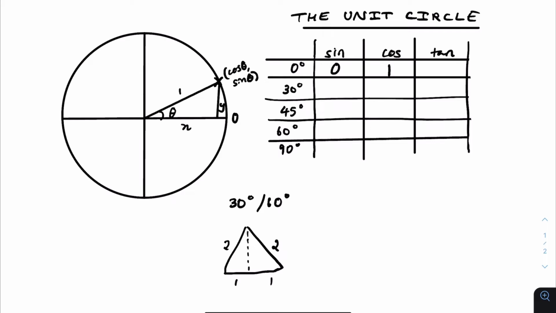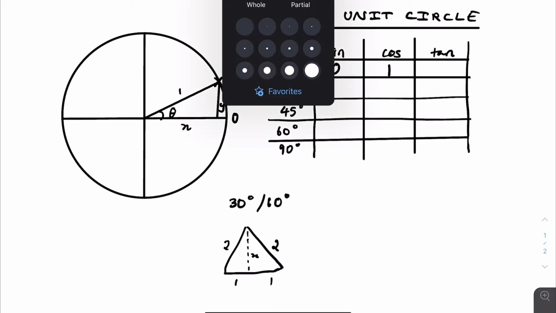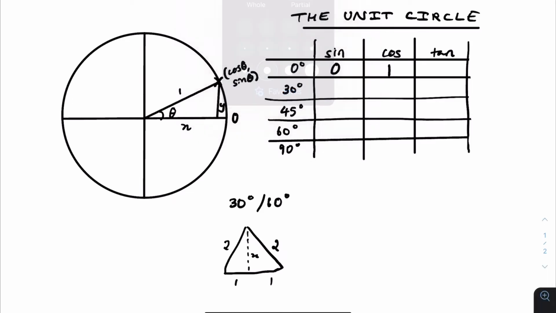And if we use Pythagoras, we get what x is, the height of the triangle. x is equal to the square root of 2 squared minus 1 squared, if we use Pythagoras, which is equal to root 3. So therefore, we also know that x, which is the height of our triangle, is root 3.